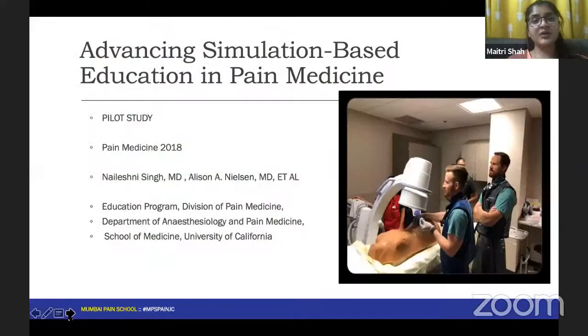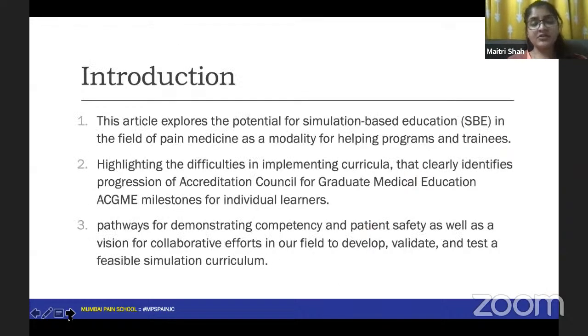So my topic for today is advancing simulation-based education in pain medicine. It's a pilot study taken from Pain Medicine Journal 2018, author Nalchini Singh et al. It was performed at the Education Program, Division of Pain Medicine, School of Medicine, University of California. The article explores the potential for simulation-based education in the field of pain medicine as a modality for helping programs and trainees. Secondly, it highlights the difficulties in implementing a curriculum that clearly identifies progression of Accreditation Council for Graduate Medical Education ACGME milestones for individual learners. Third, pathways for demonstrating competency and patient safety, as well as a vision for collaborative efforts in our field to develop, validate, and test a feasible simulation curriculum.